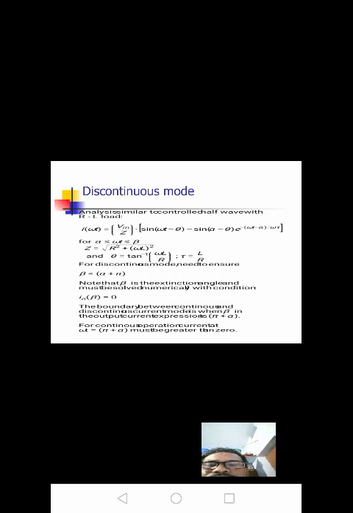Discontinuous mode analysis, similar to the controlled half wave with RL load. Discontinuous mode means controlled half wave. Controlled means we are using thyristors, that's why the discontinuity takes place due to firing angle delay.